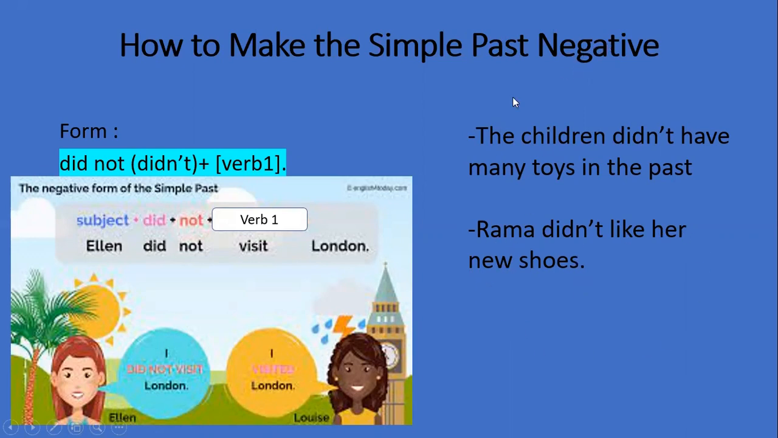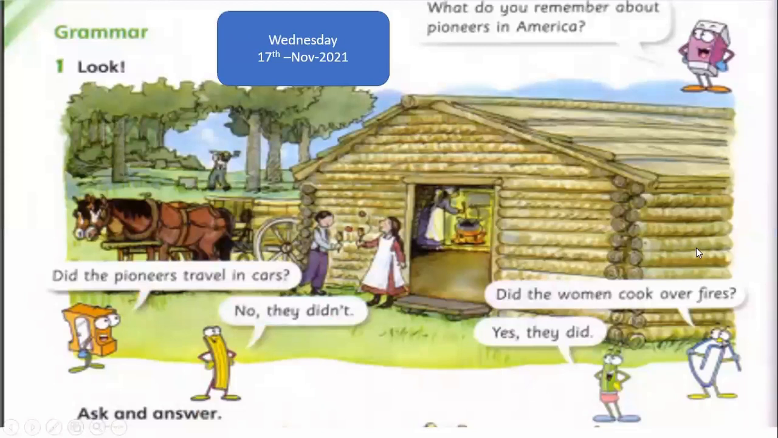So we add not to the word did. We can either say did not or didn't. It's up to you, they are the same thing. And we add the verb as it is, infinitive, because we have did. And as we said, if we have did in the sentence, we remove the ed.